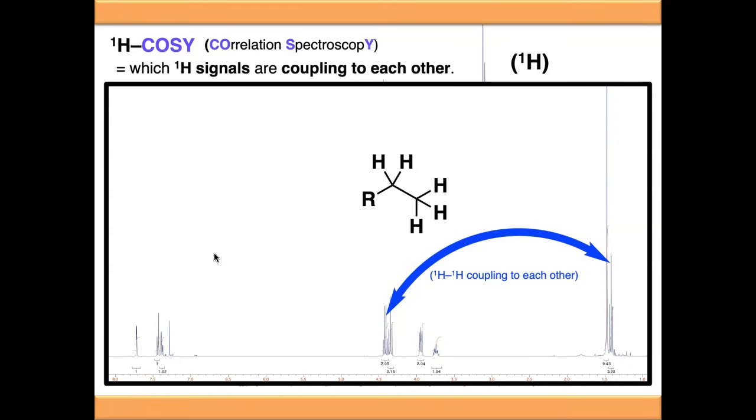And you can then transpose that onto the specific molecule you're looking at. So I know in this case that there's an ethyl group in this molecule. So this is the coupling between the CH3 on the end and the CH2, because we've got a triplet-quartet pattern here.